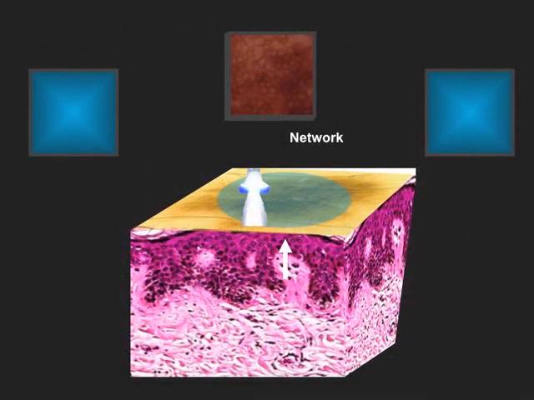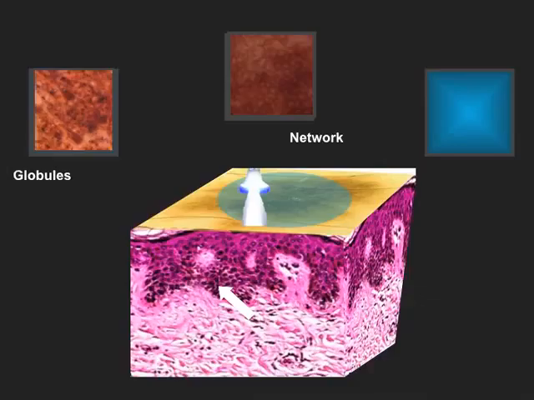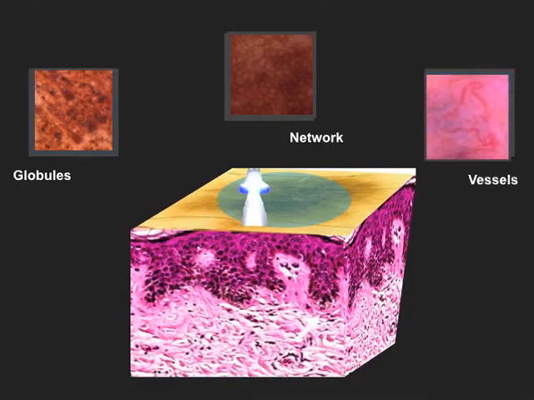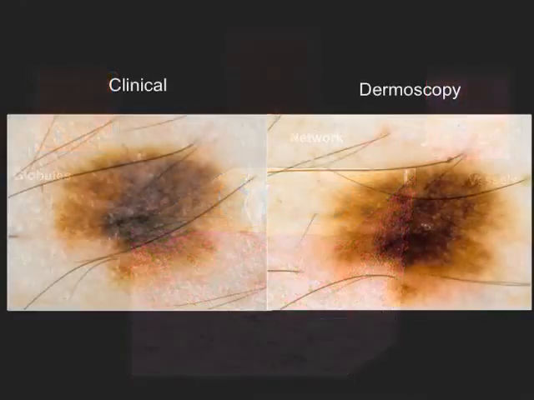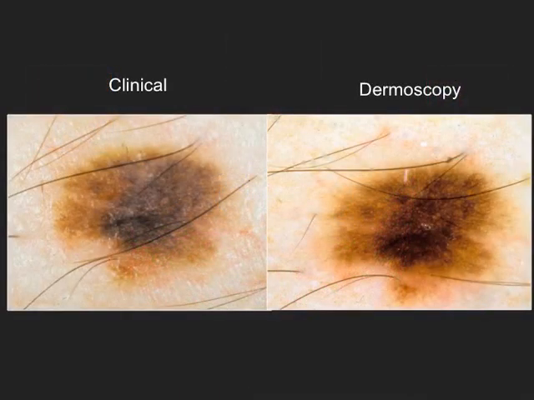If the light hits the DE junction that's pigmented, then you will see a network pattern on the skin. If the light comes in contact with, say, a cluster of nevus cells, then you'll see globules. And if it encounters blood vessels along the way, then you'll see the vascular morphology under dermoscopy as well. So you have your clinical view, and with dermoscopy, another level of morphology that you're seeing.